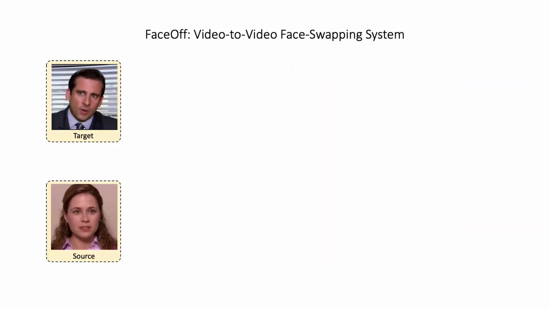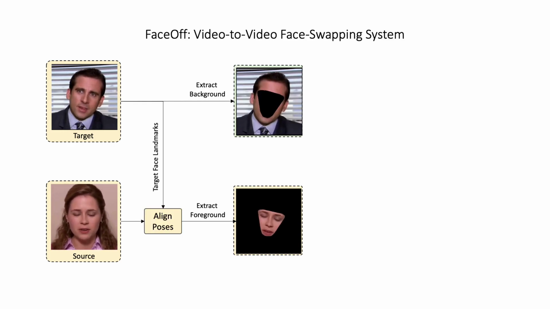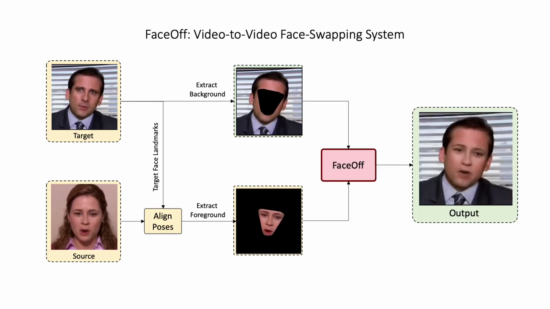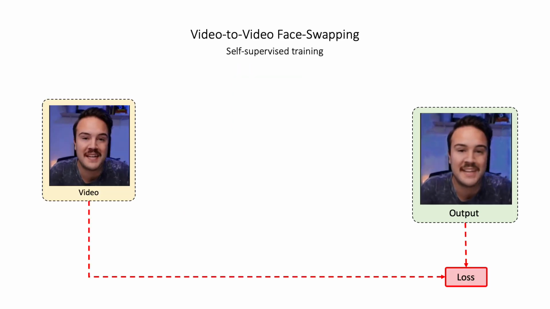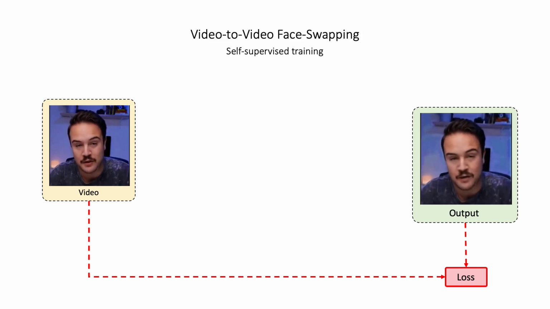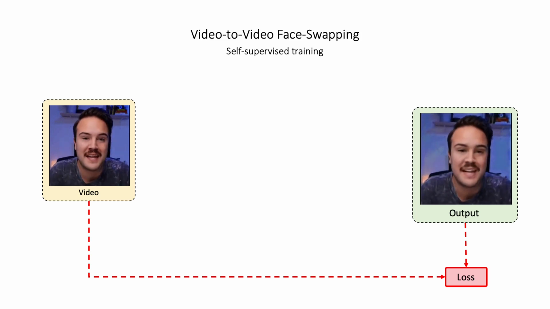FaceOff takes two videos as input: the background and pose of the target and the foreground of the source face video. FaceOff then takes both of these videos as inputs and generates a coherent and meaningful output meeting all the required constraints. We use a hard distance loss like Euclidean distance to compute the loss between ground truth and the output in a self-supervised setting.